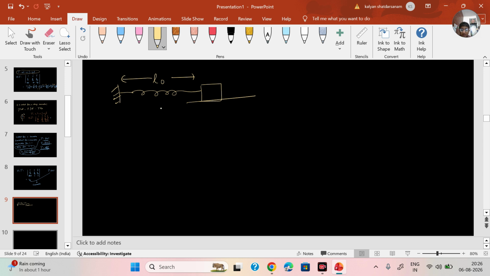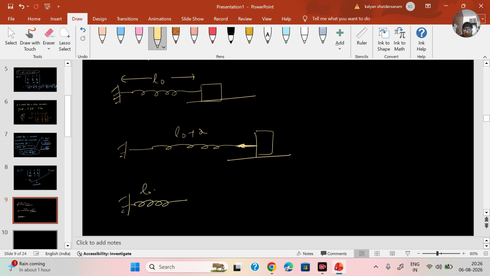But if the spring is expanded, suppose the spring goes to L naught plus x, then it is exerting a force on this block in this direction. Or if it is compressed, L naught minus x, it is pushing the block, exerting a force in that direction. This force is given by kx. Whatever is the expansion or compression, the force depends on that, and k is called spring constant. It depends on the type of the spring. If it is a very stiff spring, k will be more.